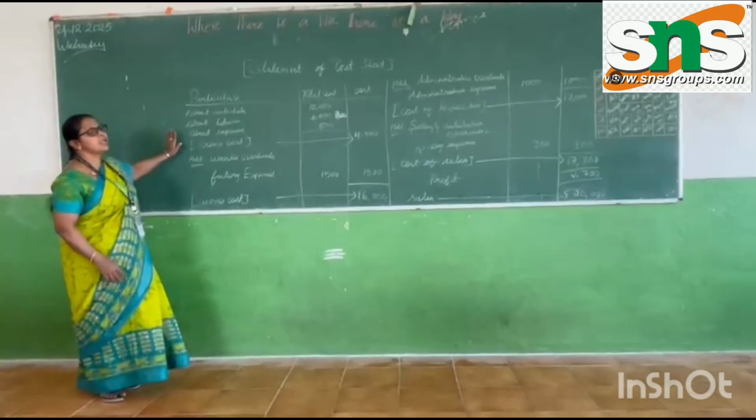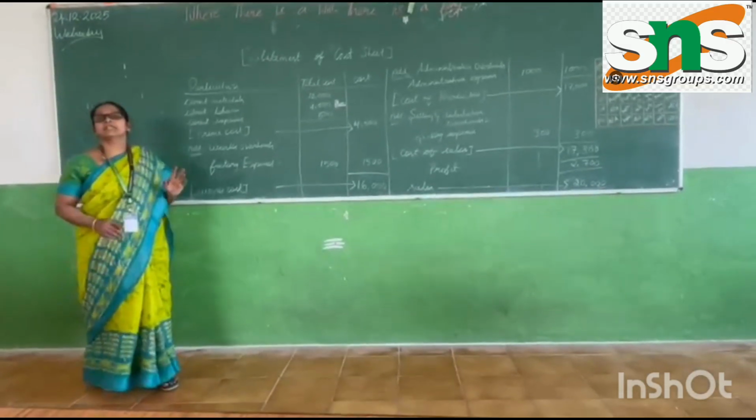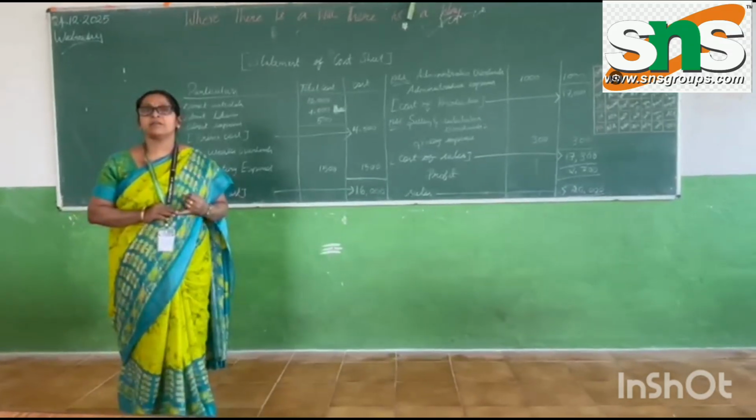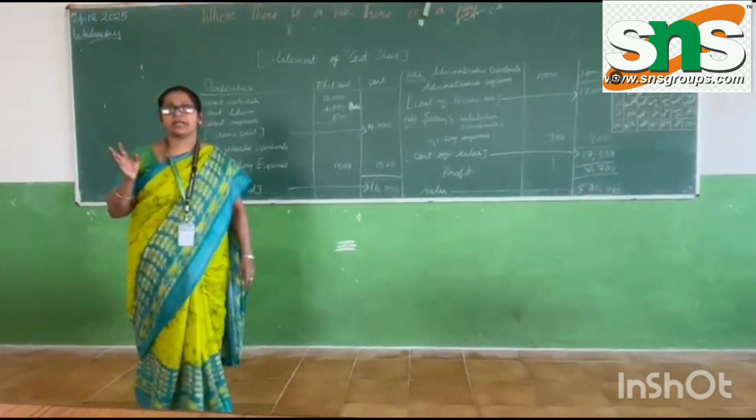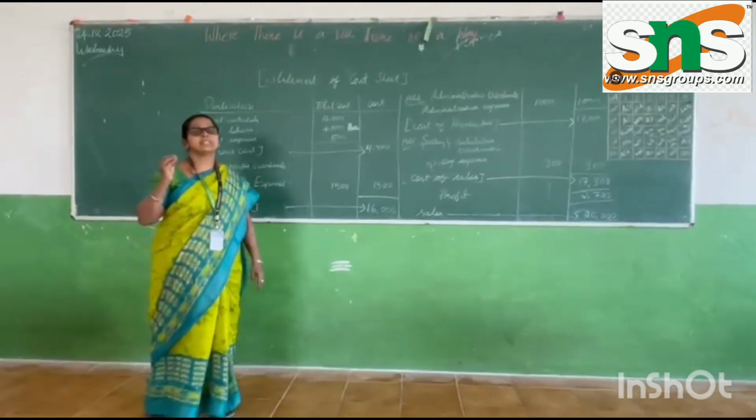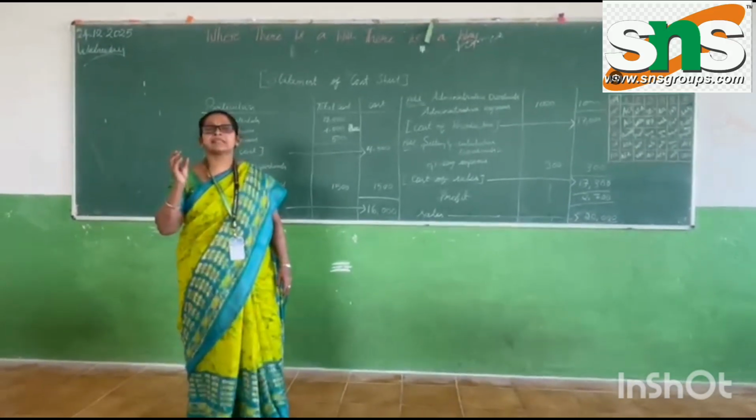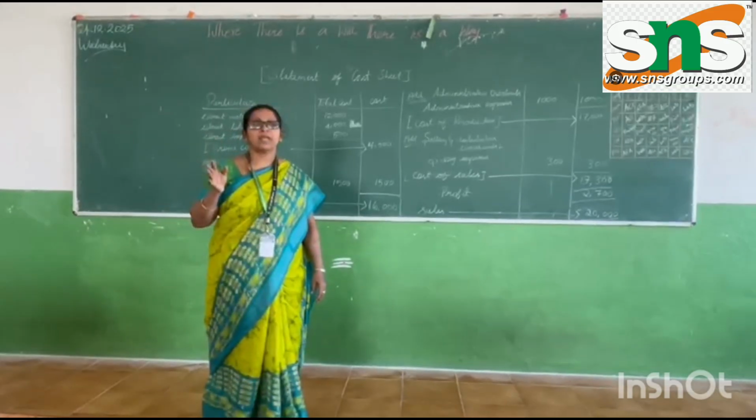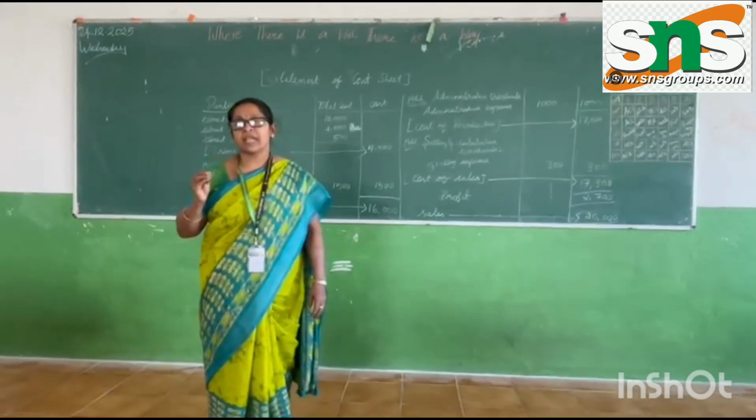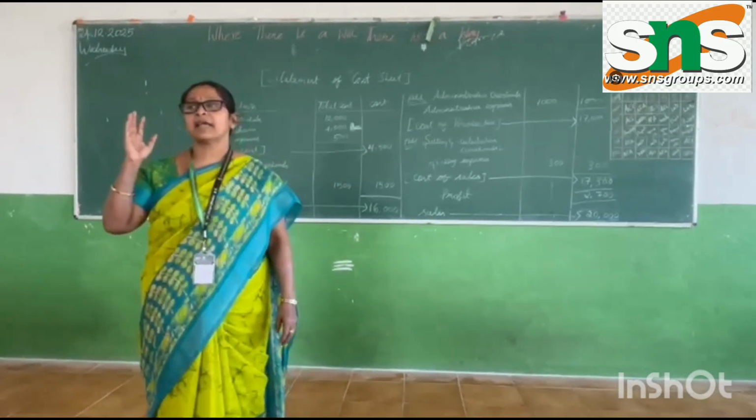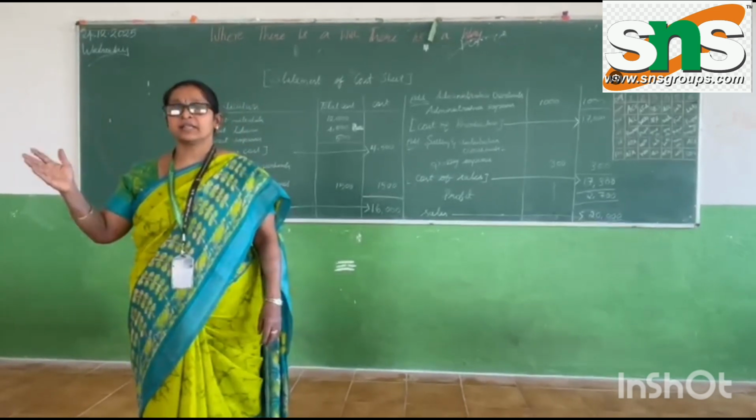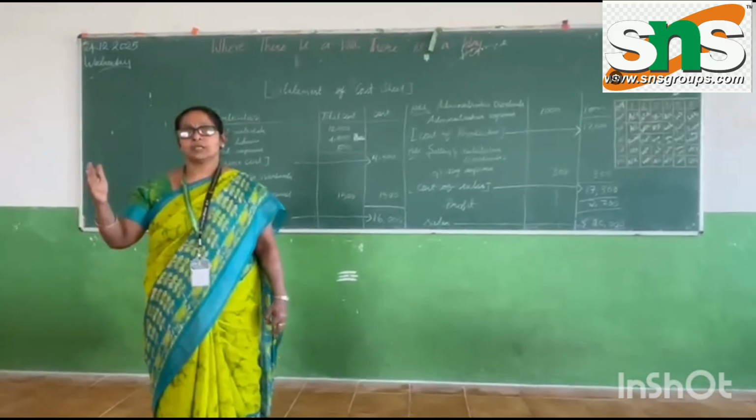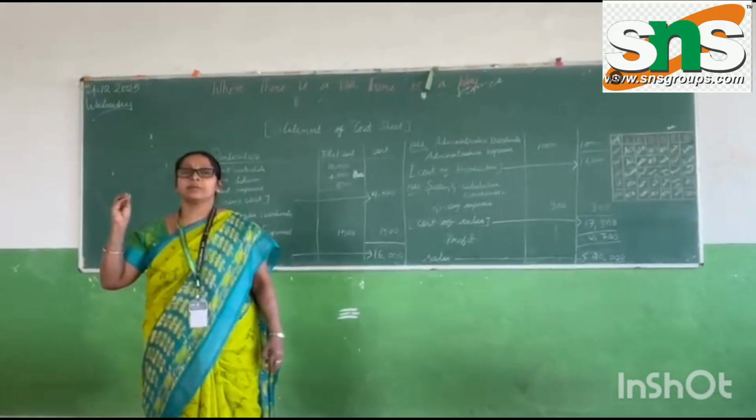The format is, first we take the opening stock of raw materials. To that opening stock of raw material we add the purchase of raw material and less the closing stock of raw materials. The answer is called raw material consumed. To the raw material consumed, we add the direct expenses. What are the direct expenses incurred in the industry or factory? That should be added to the raw material consumed. The answer is called prime cost.